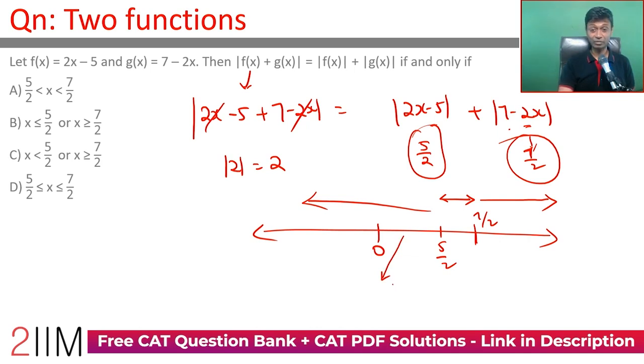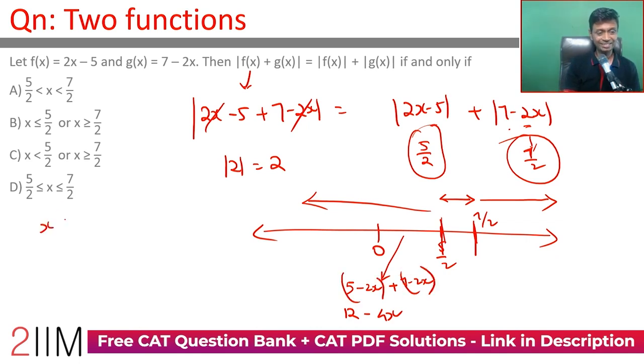If x is less than 5 by 2, x is say 2, then this will be 2 into 2 minus 5, which is minus 1. Modulus of minus 1 is plus 1. So here there will be 5 minus 2x plus modulus of 7 minus 2x. If x is less than 5 by 2, this will stay as 7 minus 2x plus 7 minus 2x. This will be 12 minus 4x. And I'm just breaking it into three ranges. Fine. So 0 to 5 by 2, the expression will be like this.